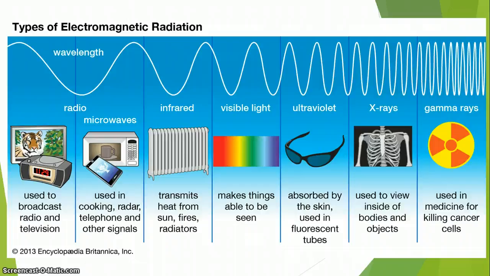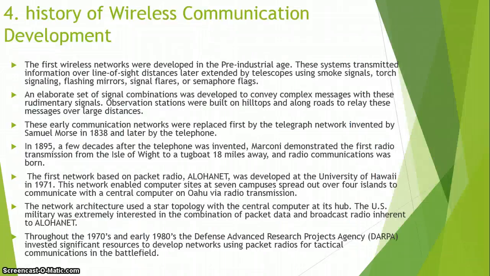Okay, this is a graphical representation of the electromagnetic radiation that we are using nowadays. Radio is basically used to broadcast. Radio and television have the longest wavelength, whereas gamma rays are used in medicine for killing cancer cells, small in wavelength but high energy, which helps them penetrate a solid object. Other than that, visible light makes things able to be seen by our human eyesight.